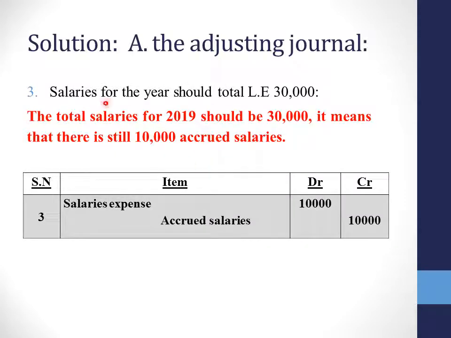Number 3, salaries for the year should total 30,000 LE. When we go back to the given trial balance, we're gonna find that salaries equals 20,000 only. In the additional data, there is a tip that says that salaries should be 30. This means that we still have to add 10 to these 20,000. So there is 10,000 salaries accrued.